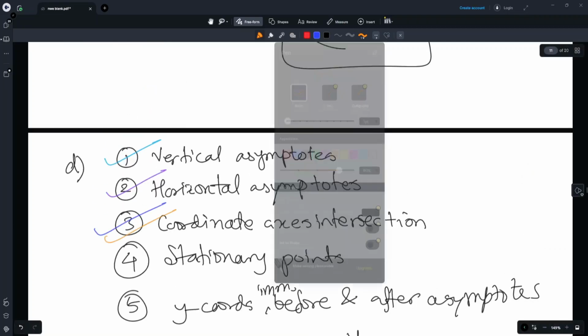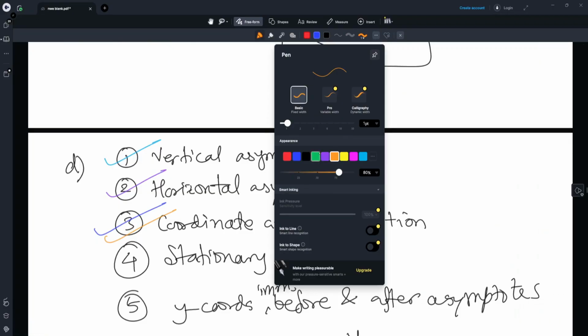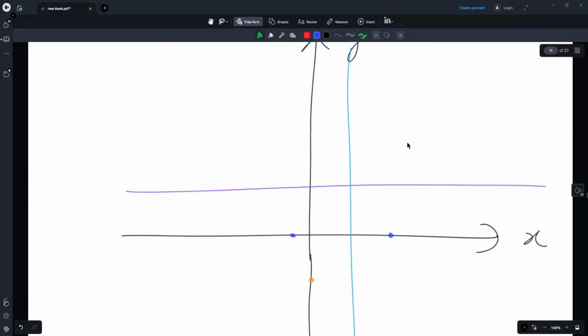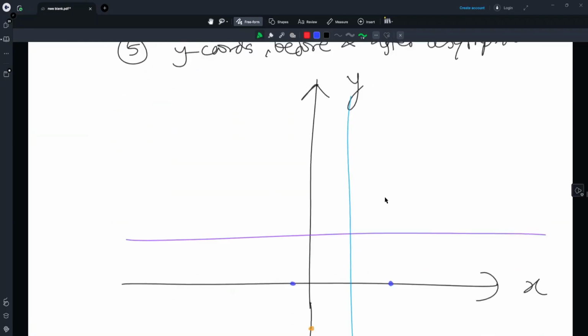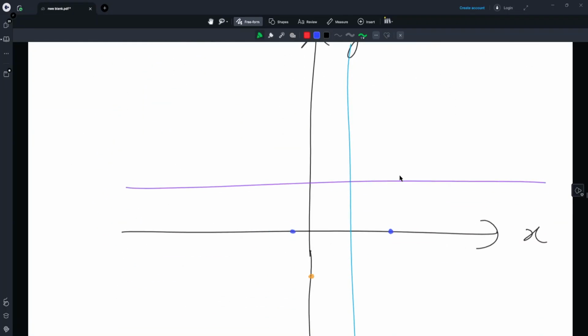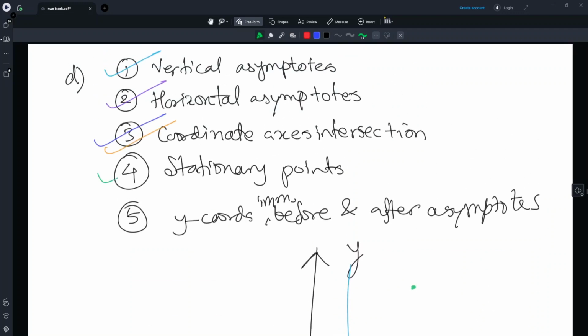Stationary points. Only one stationary point, which happens to be this one, 7, 25 by 12. 25 by 12 is roughly more than 2, so we have to put it somewhere here. All right. Okay, so these four are easy.